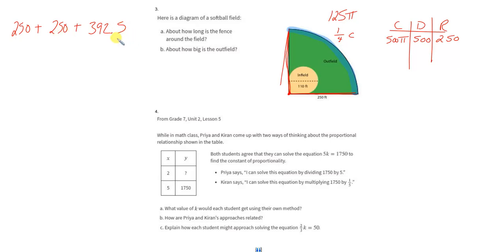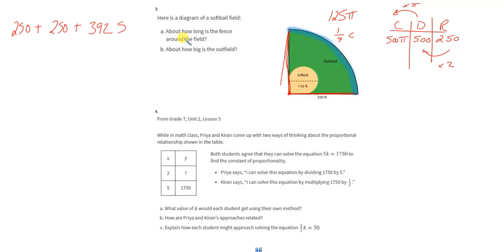So let's recap. This is 250 for the fence, 250 for that fence. And then the 392 comes from starting with the radius of 250, doubling it to get the diameter. So that was a times 2 relationship. And then we multiply diameter times pi to get the circumference. But that would have been the entire circumference, which we do not want. We only want a quarter of it. So we took the 500, we divided it by 4, and that gave us the 125. And the pi just kind of took a ride along.